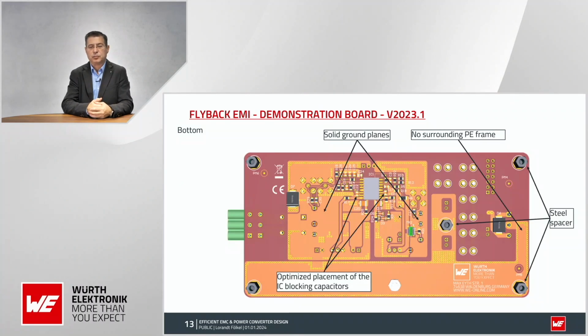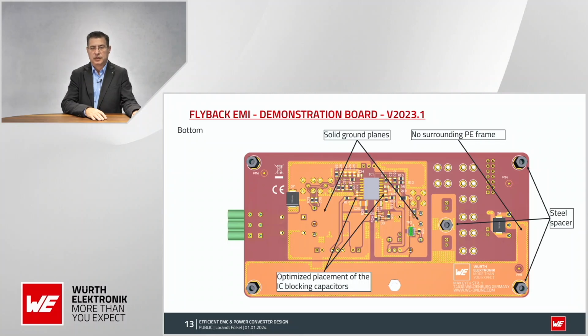And I will show now the bottom side. Again, you can see this PE line and an extremely good connection to the ground layer with the additional steel spacer connection, not only via the steel spacer, also to ground. So it should be an extremely good, low impedance connection, and also the position of the filter capacitor around the IC is closer than in the design before.